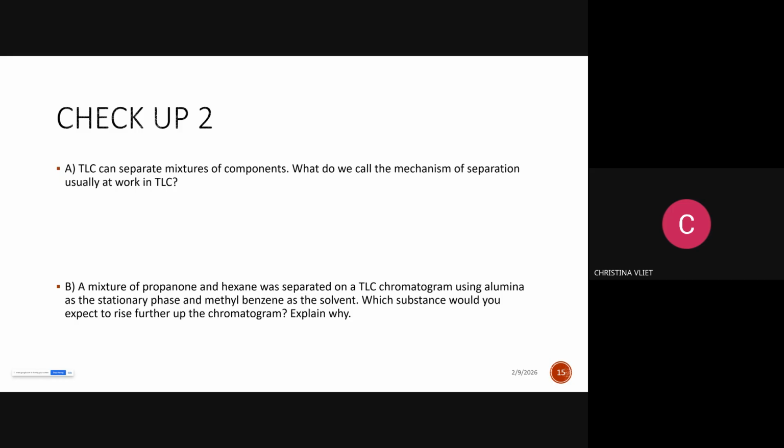All right, so TLC can separate components of mixtures. What do we call the mechanism of separation in TLC? What's just the name of this process? We're separating by polarity, but what's that called? Chromatography. So the name is just called chromatography.